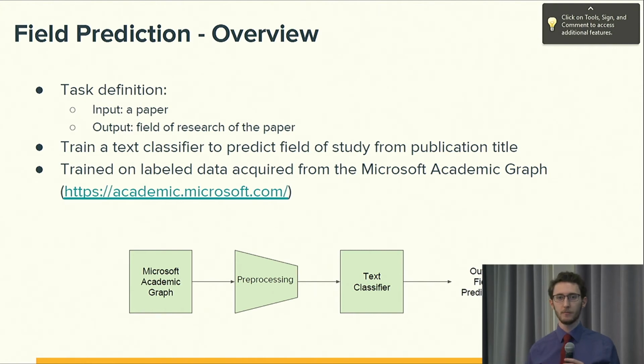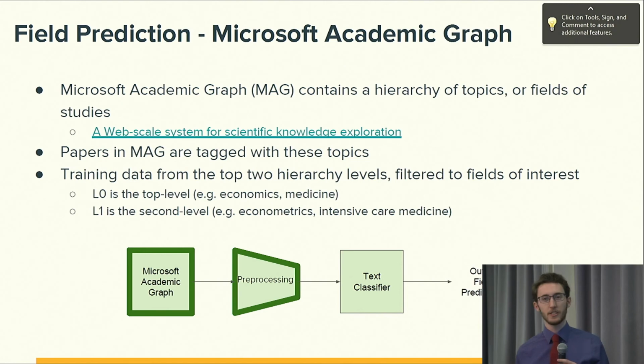So we went and found some, specifically the Microsoft Academic Graph. So the Microsoft Academic Graph is Microsoft's graph of papers and authors and citations and things like this, and importantly for us, topics or fields of study. And then papers in MAG are tagged with these topics. So because this forms a hierarchy, it goes from most general topics down to more specific topics.